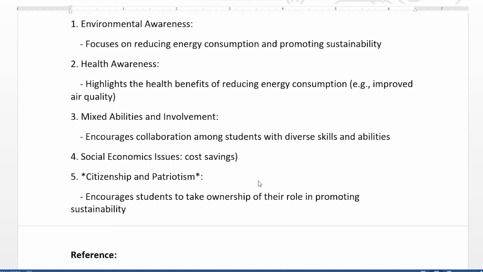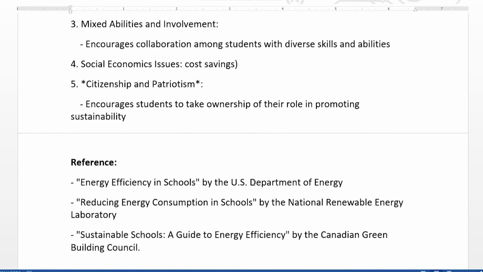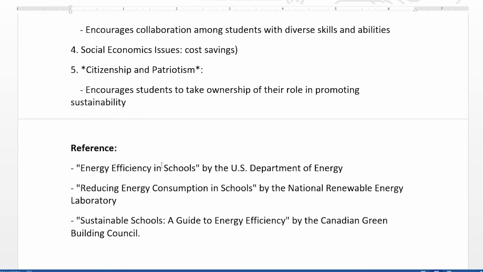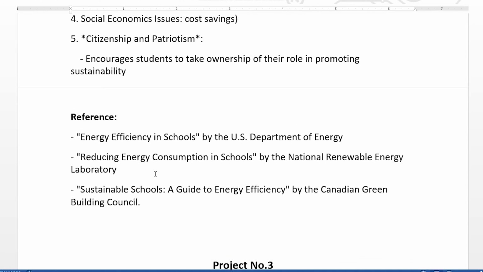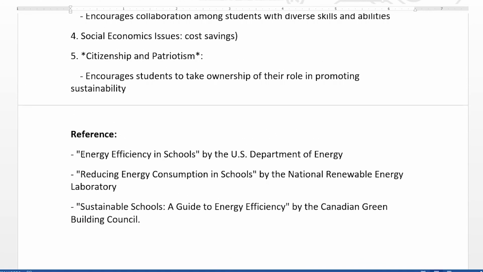Patriotism, it encourages students to take ownership of their role in promoting sustainability. So therefore there is patriotism, love for the country, in going ahead to do that. And these references are put here, which shows also from this point that the learner went ahead to do a literature review. You can even score at this point or at the first point up there. So that is it for the sample project 2.